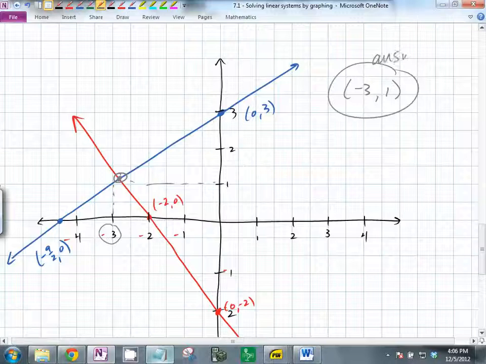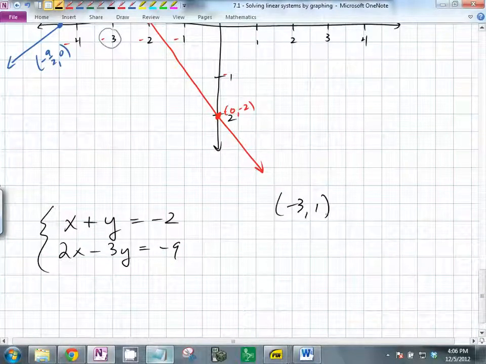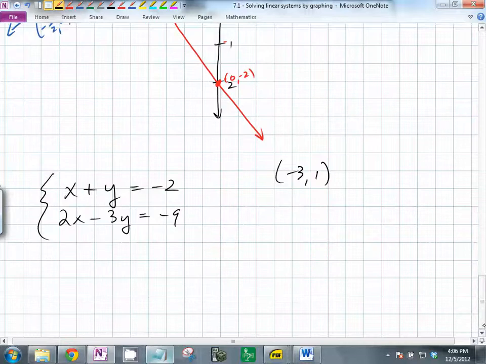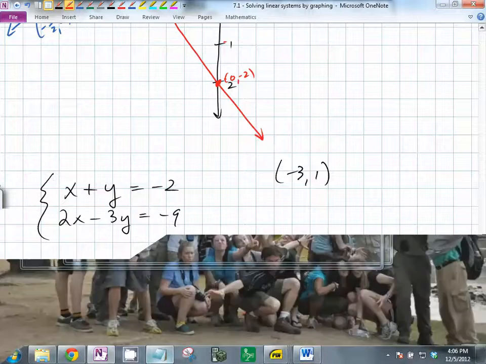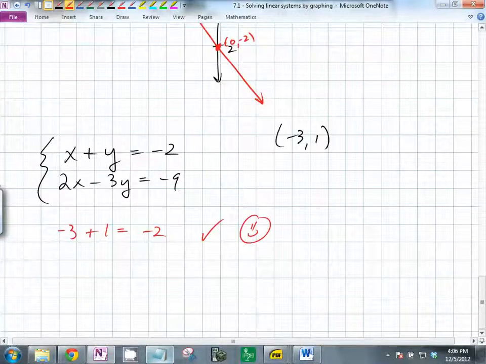Your last step is going to be to check your answer. So we're going to check -3, 1 in our system right here. The way we do that is we check it in the first equation first. So we have x plus y, so -3 plus 1. What does that equal? -2. That is indeed correct. Let's check it in the second one.